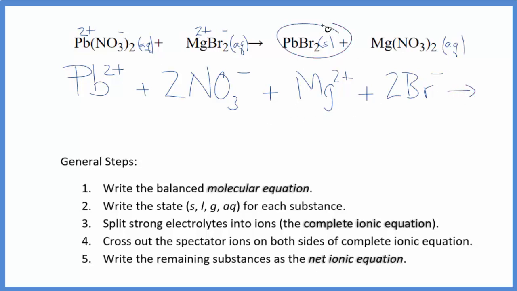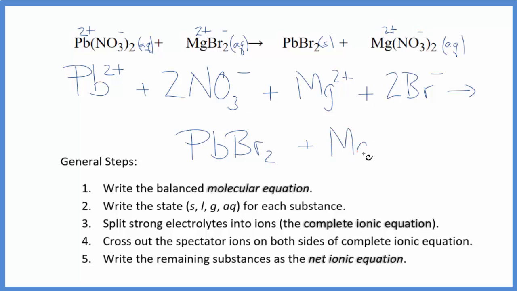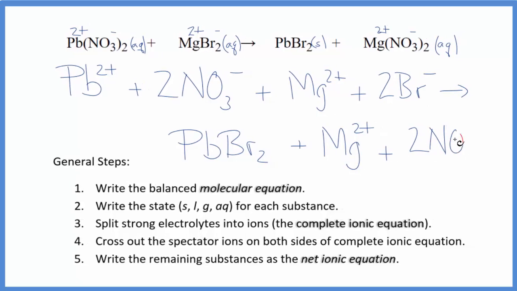For the products, we don't split solids apart in net ionic equations, so we just have PbBr2, that stays together, then magnesium's 2 plus, that nitrate ion 1 minus. So the magnesium ion, Mg2 plus, just like in the reactants, plus 2 nitrate ions, also like the reactants.